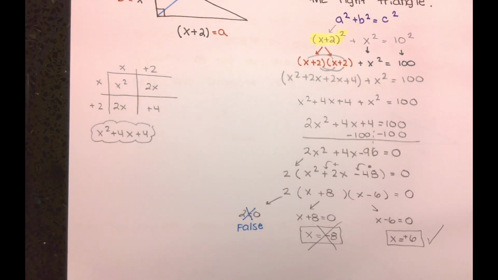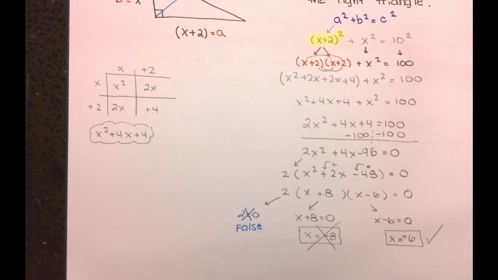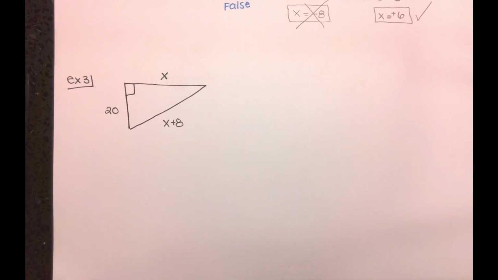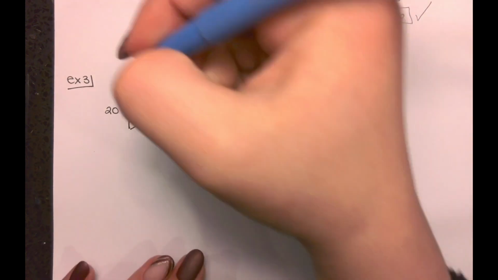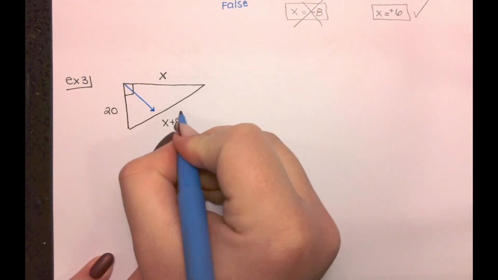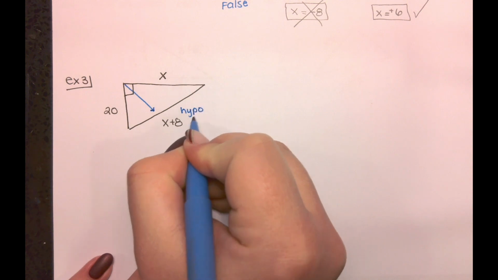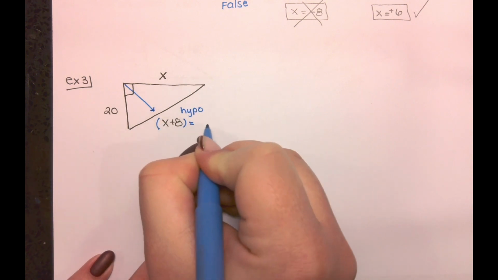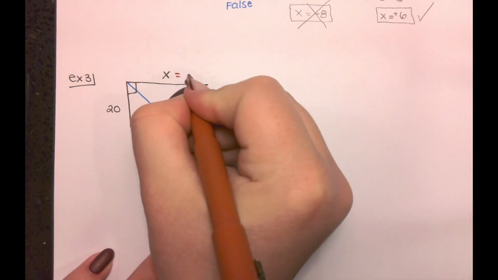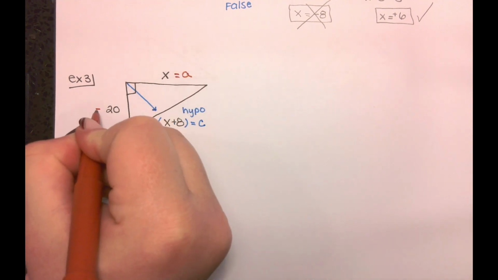And beautiful people, at any point, if this is going too quickly for you, please pause the video and make sure you're writing things down. All right, let's go ahead and try this again. We see a right triangle, so across the street from the right triangle is your hippo, your hypotenuse, which means that x plus 8 is equal to your c value. Your a's and b's don't matter, so we can call this a, we can call this b.